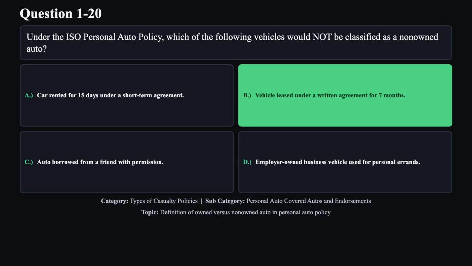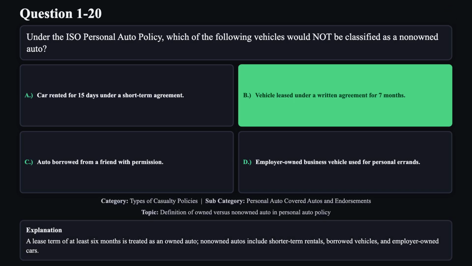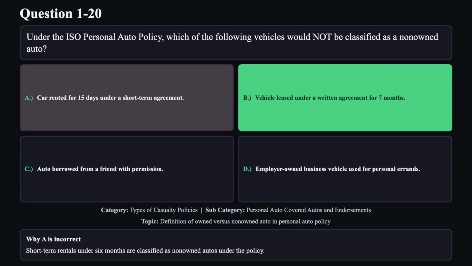The correct answer is B. A lease term of at least 6 months is treated as an owned auto. Non-owned autos include shorter-term rentals, borrowed vehicles, and employer-owned cars. Reason A is not correct. Short-term rentals under 6 months are classified as non-owned autos under the policy.